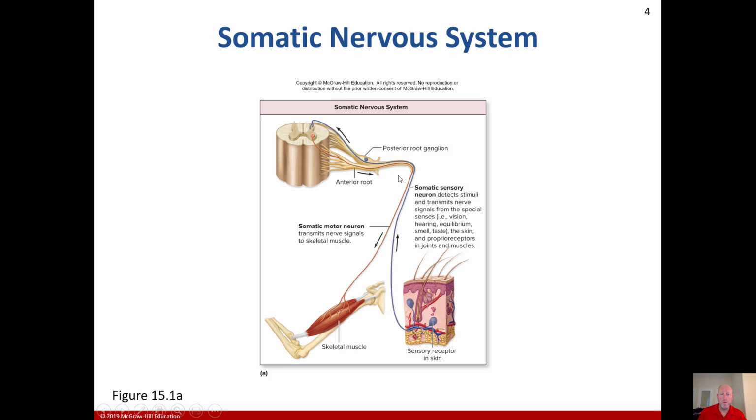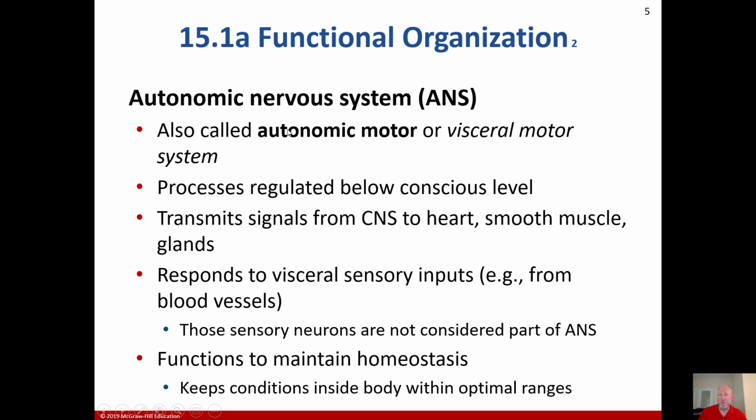Now, with that somatic nervous system, here at the spinal cord we have our posterior root ganglion, we have our anterior root here, and of course the somatic neuron detects some stimuli here, the nerve signal from the special senses, vision, hearing, equilibrium, smell, and taste, like we just mentioned, and the skin and proprioceptors in the joints and muscles. It sends that info to the posterior root ganglion to the spinal cord, and then information is sent to the anterior root for the somatic motor neuron, transmitting nerve signals to the skeletal muscle.